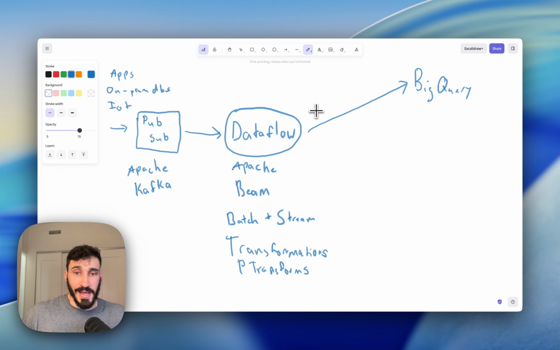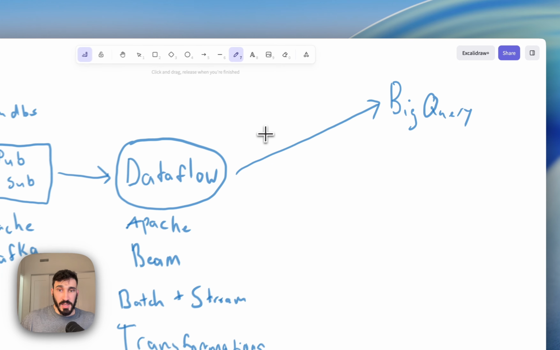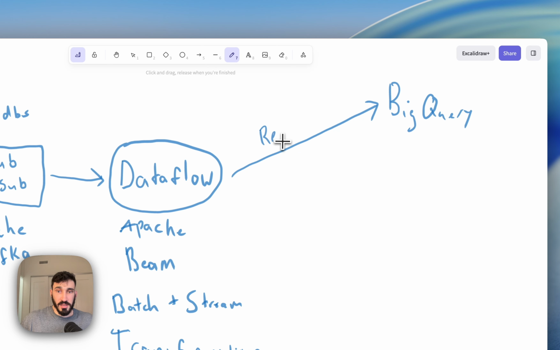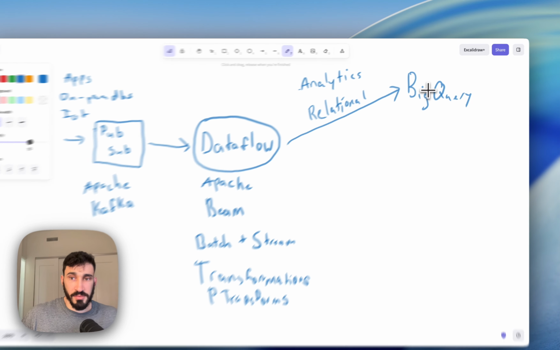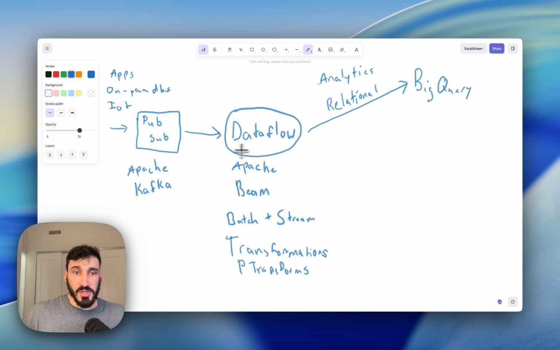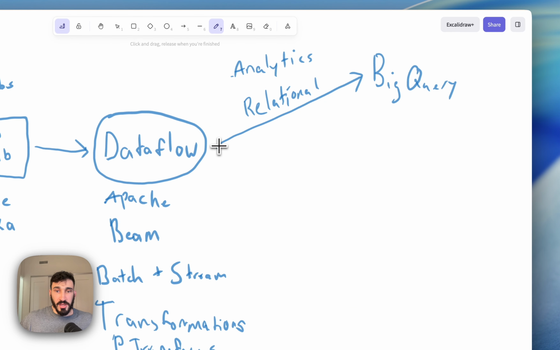It's its analytics database. We're going to say that this is for relational data. And we're going to say that it's for analytics. So if that's the use case that is mentioned in the question, that's where your data goes, BigQuery, right? So this is actually the most common, PubSub to Dataflow to BigQuery. However, you could easily send the data someplace else as well.